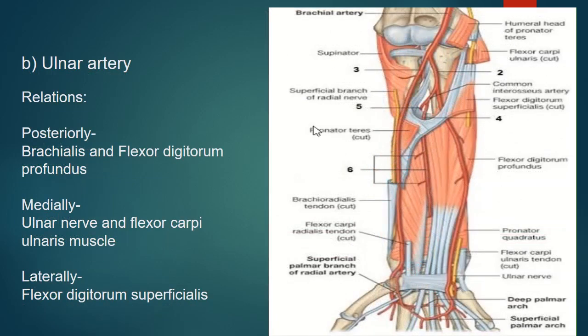Here is another image showing the deep relations of ulnar artery in the forearm. The relations are much more visible in this image. This is the ulnar artery, this is medial side, this is lateral side. On the lateral side you can see there is flexor digitorum superficialis muscle, which has been removed here, and on the medial side we have the ulnar nerve, this yellow one, and the flexor carpi ulnaris muscle, which has also been removed so that the course of ulnar artery can easily be visible here. And posterior to the ulnar artery we have the flexor digitorum profundus muscle and the brachialis muscle.